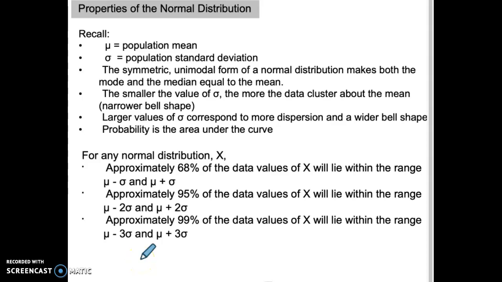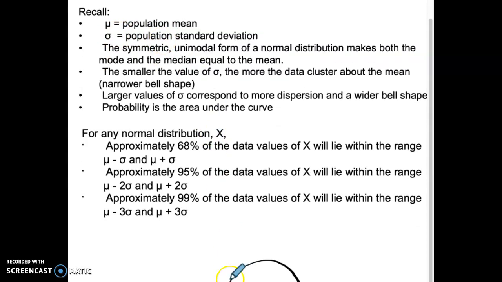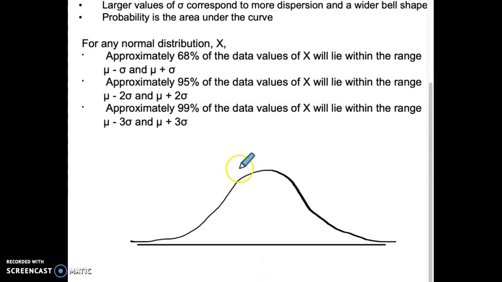So first we're going to talk a little bit more about properties of a normal distribution. Recall that mu means the population mean, and this symbol, lowercase sigma, is the population standard deviation. Down here I've drawn a little normal bell-shaped curve, and in the middle is going to be my mean. Remember, it's also my mode because it's the highest point, and it's also the median because 50% of the data lies on one side and 50% of the data lies on the other side.